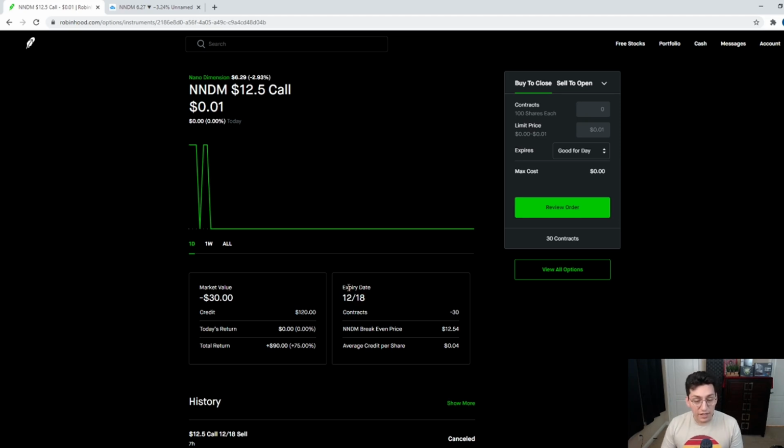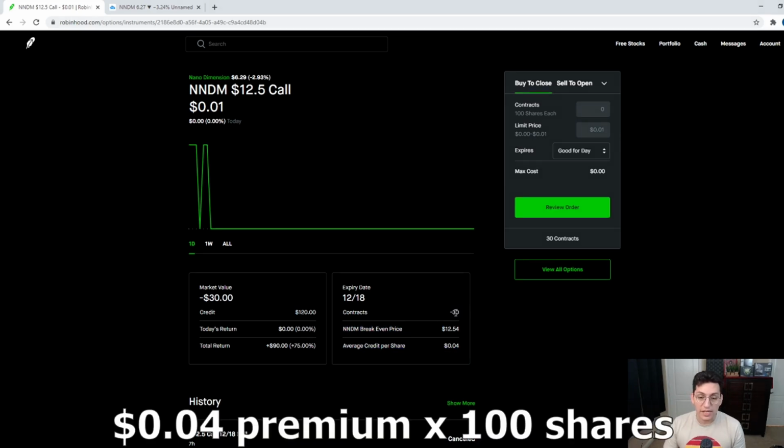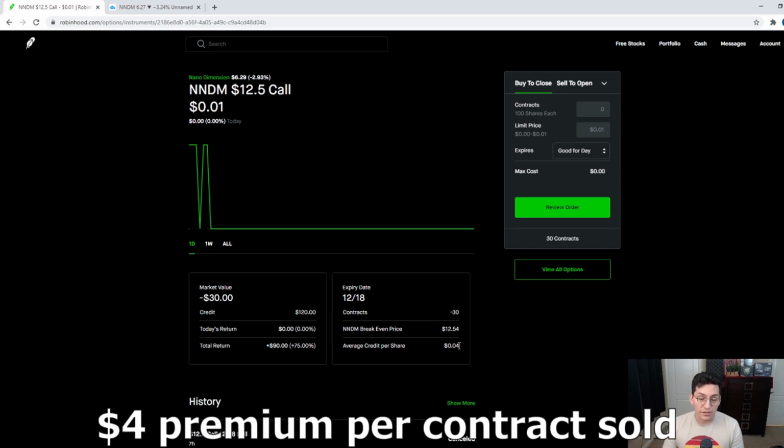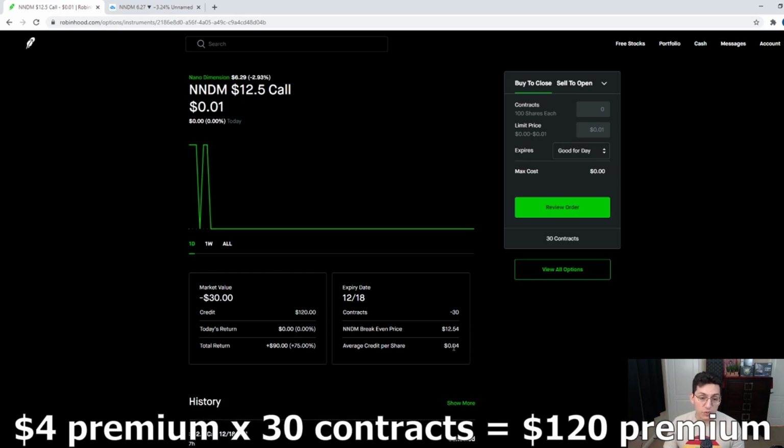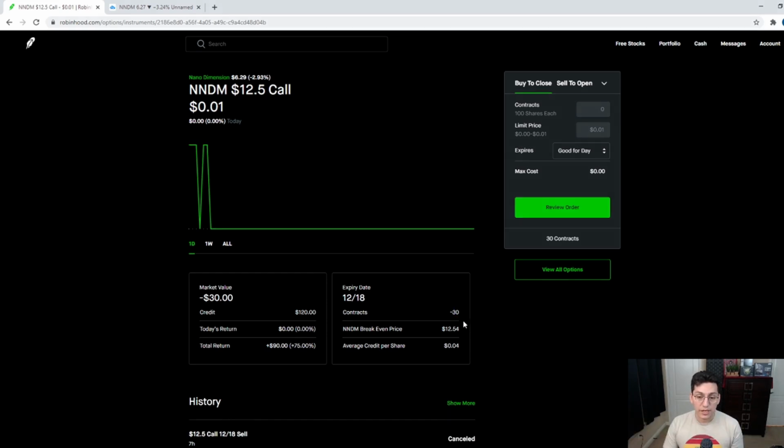So I ended up selling this on Monday, and the implied volatility was making the premiums on this contract specifically very high, with a nice premium. So I ended up selling 30 covered calls against my Nano Dimension stock. So this is 4 cents times 100 per contract, so this is $4 times 30. So I collected $120 in options premium in order to promise selling my Nano Dimension stock for $12.50 on Friday.